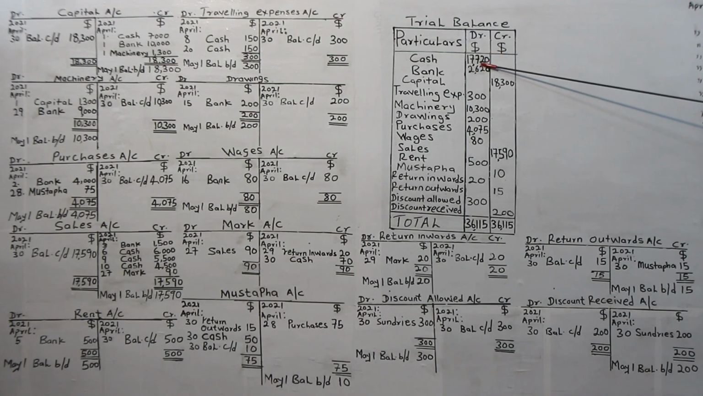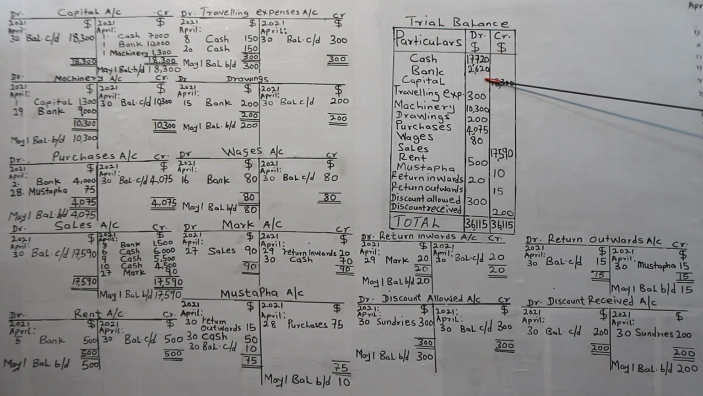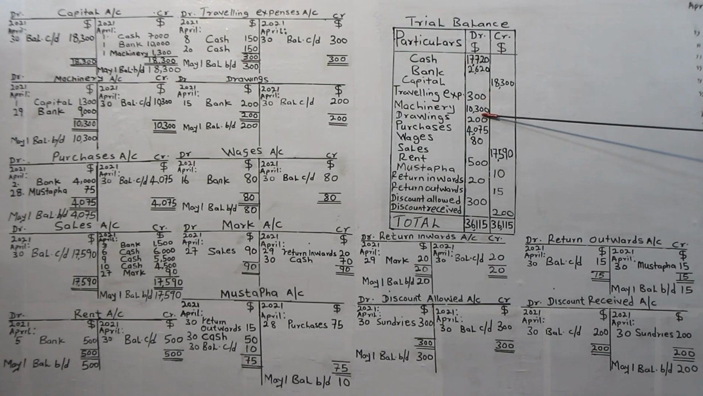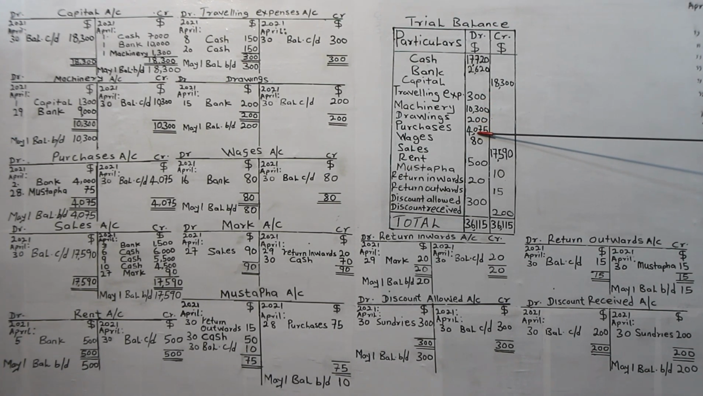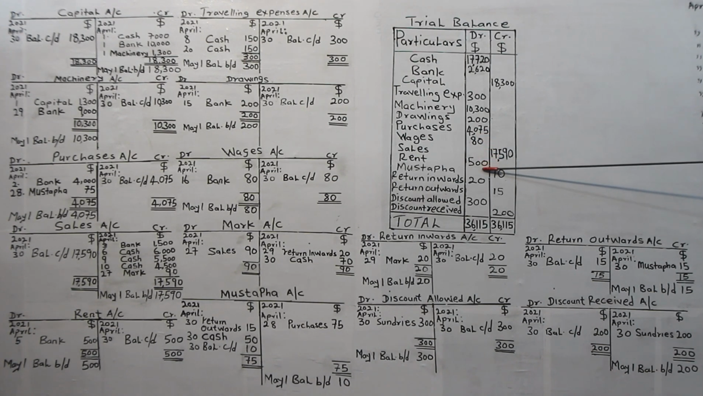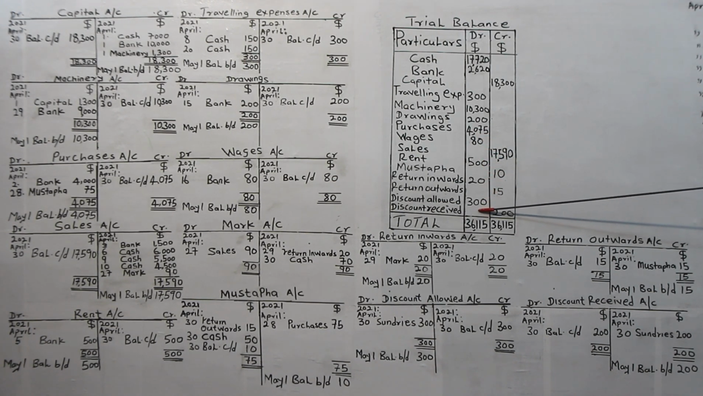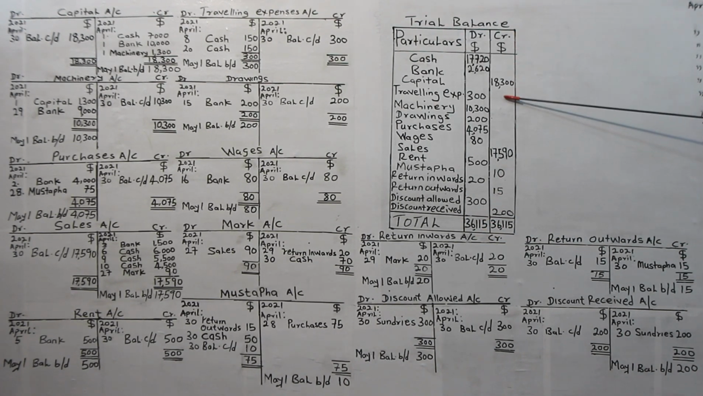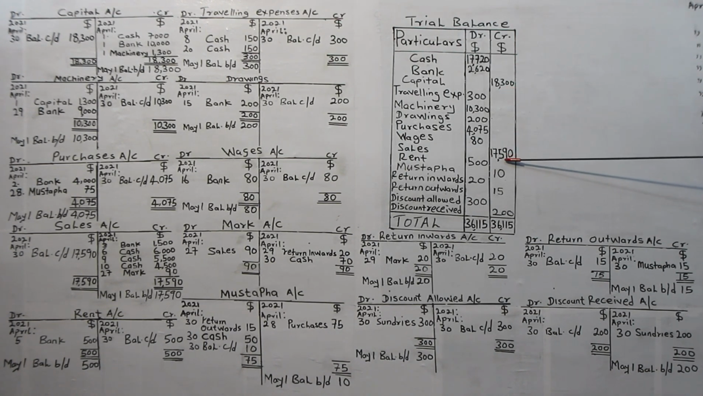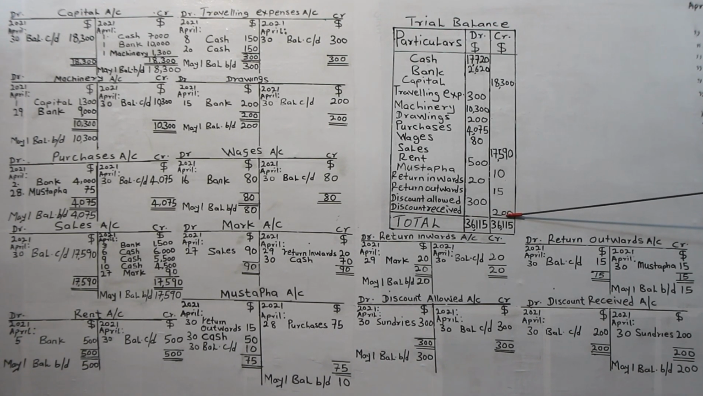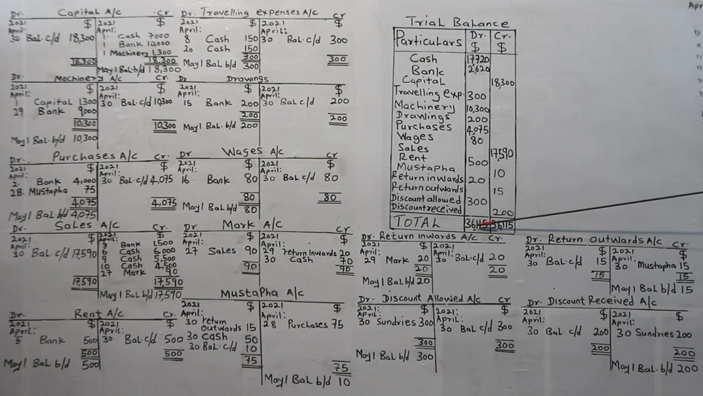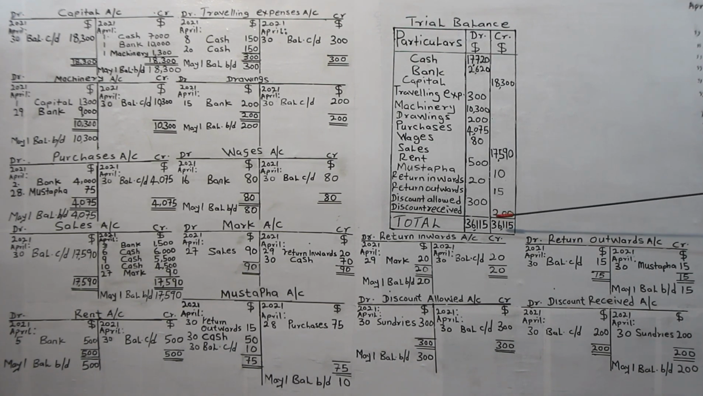Let's add. We have 17,720 plus 2,620 plus 300 plus 10,300 plus 200 plus 4,075 plus 80 plus 500 plus 20 plus 300. That gives us $36,115. Then the credit side, we have $18,300 plus $17,590 plus $10 plus $15 plus $200. It gives us $36,115. We show that we have completely obeyed the double entry principle by debiting and crediting the same amount at the same time.